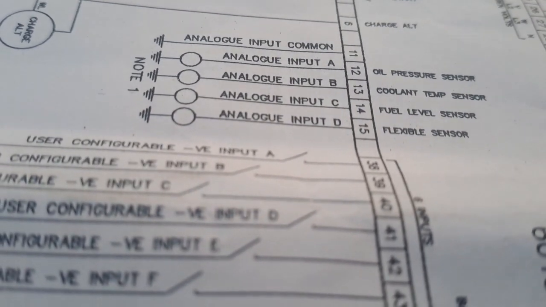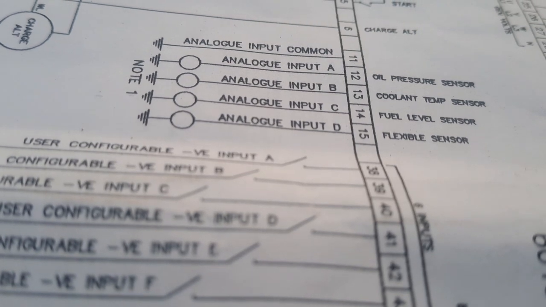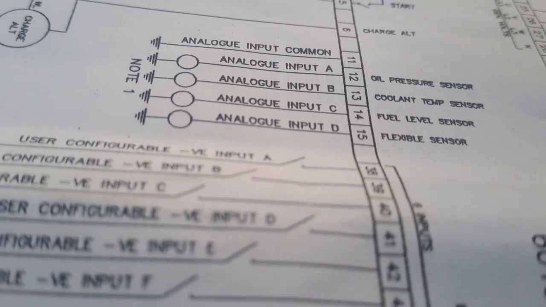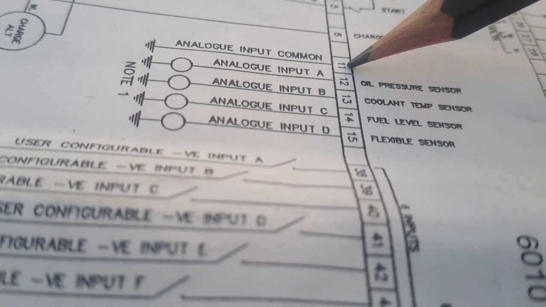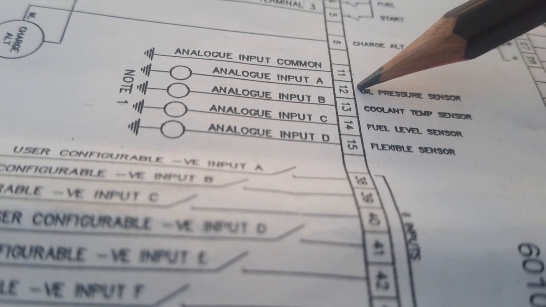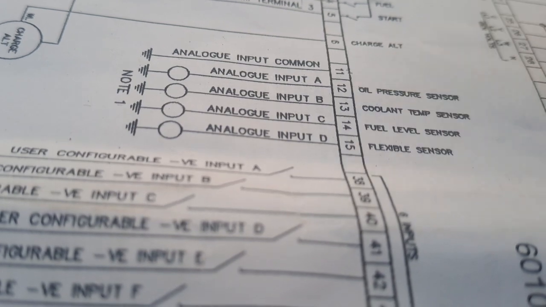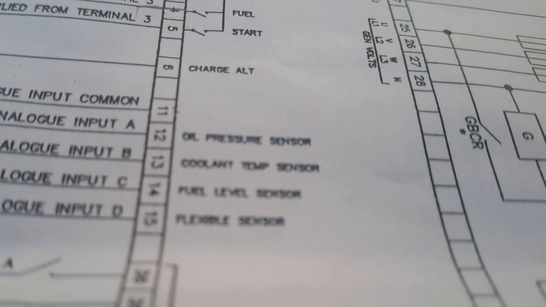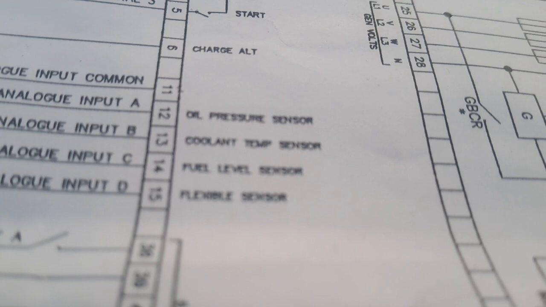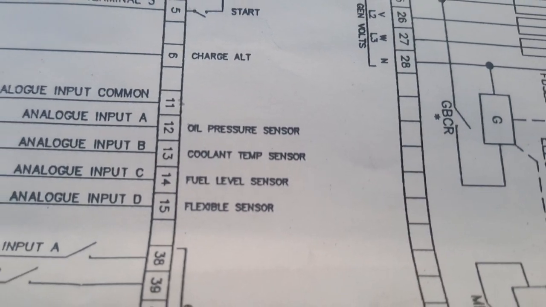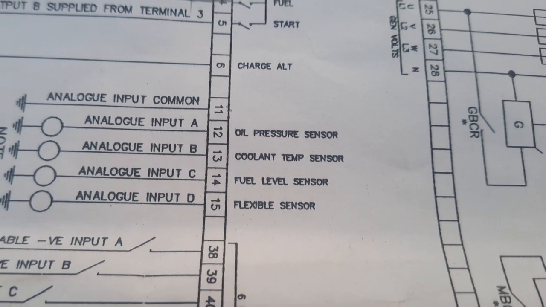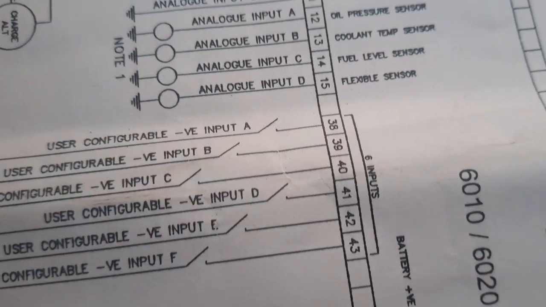Now here is number 11, 12, 13, 14, 15. We are using number 11 body ground negative, and number 12 the analog input A. What is analog input A? You read here. Oil pressure sensor. Oil pressure sensor on number 12, and number 13 coolant temperature sensor, which I told you before.